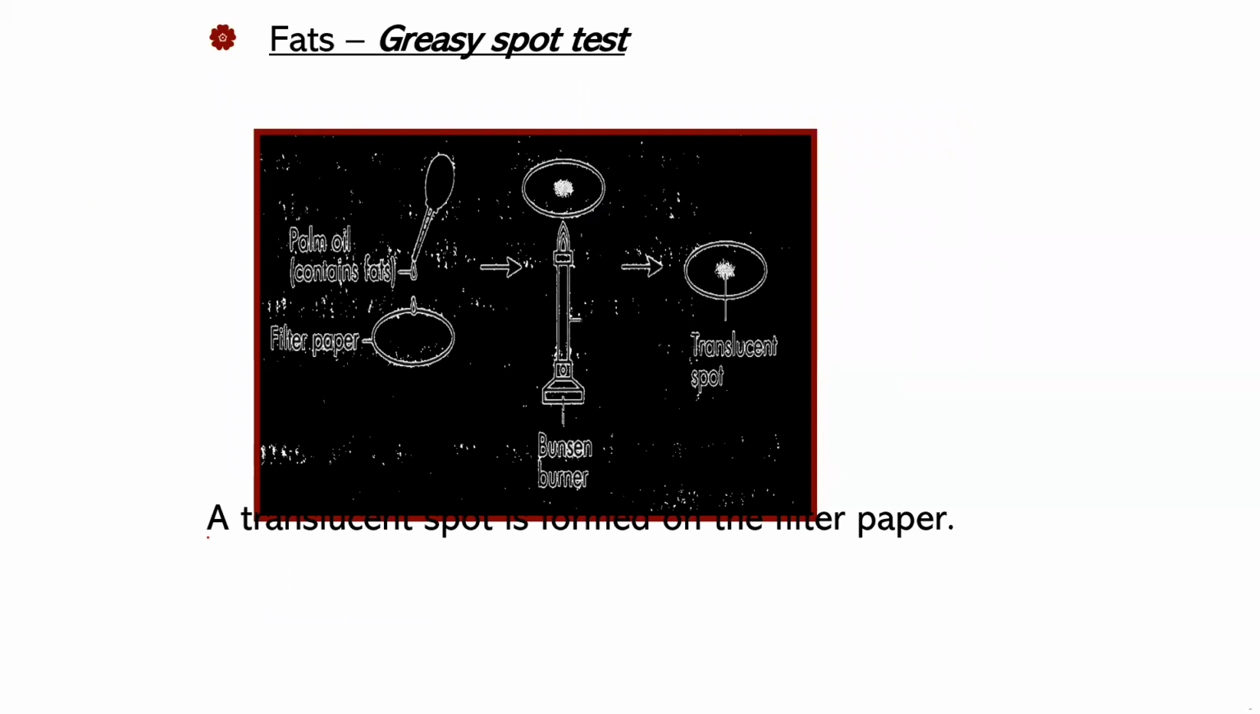If teacher wants to test for fats, I want you to tell me what am I going to use? Very simple. I'm just going to take any oil and put it on filter paper. When I put it on filter paper, I will notice that I get a translucent spot. That means this spot here will be translucent. I can see through that spot, because I put fat on it.